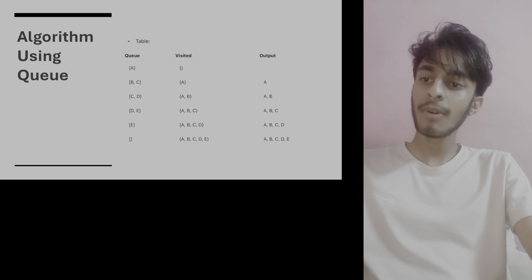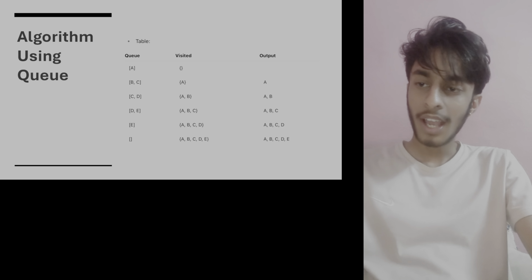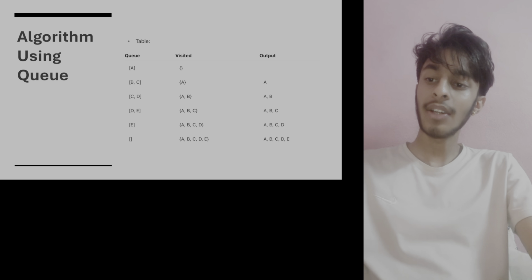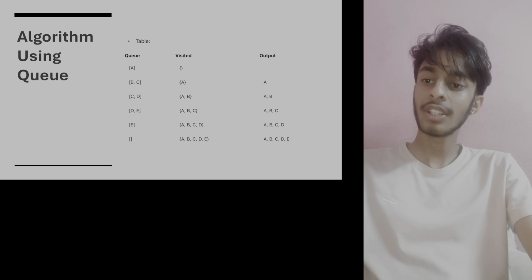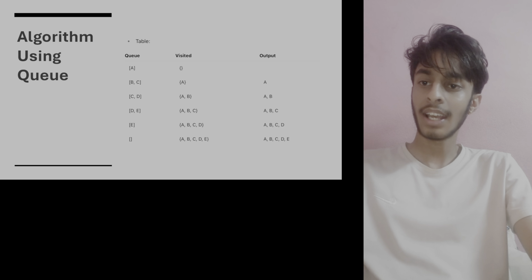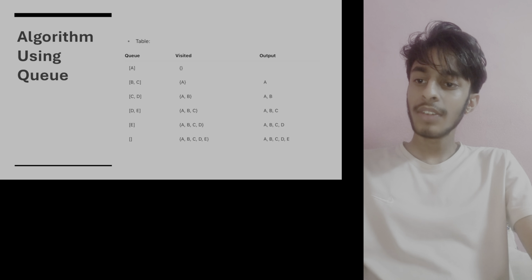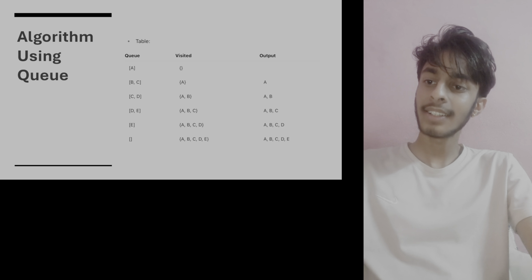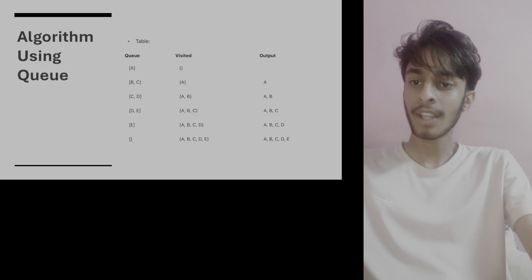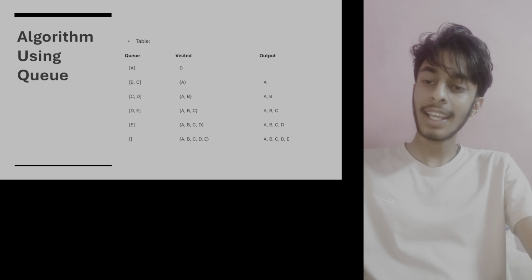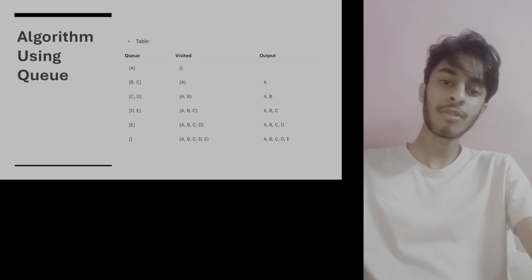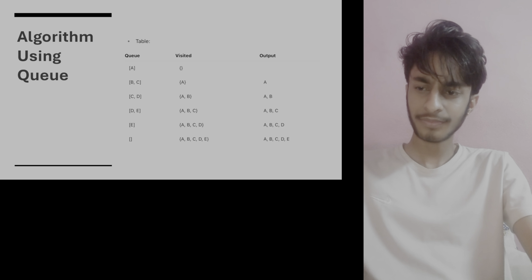So after that we have removed B from the queue and inserted its child node D at the end of the queue, and the queue becomes C and D, and we mark A and B as visited and the output will be A and B. After that we remove C from the queue and insert its child node which is E at the rear end, and the queue becomes D and E. So after that we mark A, B and C as visited and the output will be A, B and C.